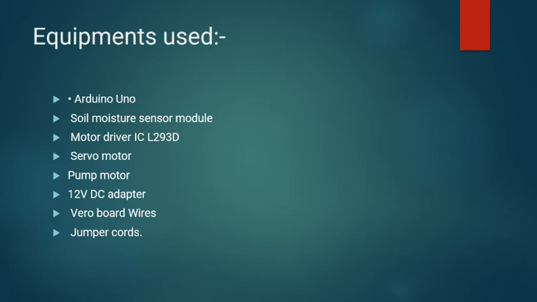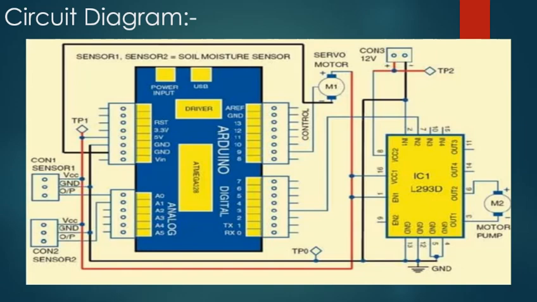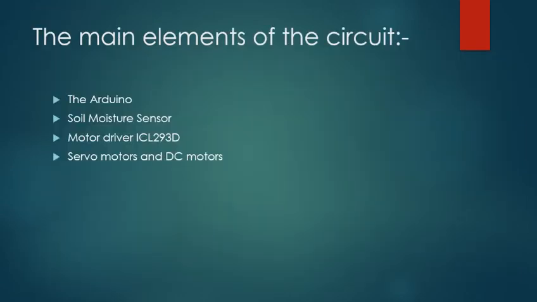Equipment used: Arduino UNO, soil moisture sensor module, motor driver IC L293D, servo motor, DC motor, 12-volt DC adapter, and Vero board, wires and jumper wires. This is the basic circuit diagram of my project. The main elements of the circuit are Arduino, soil moisture sensor, motor driver IC L293D, servo motor, and DC motor.